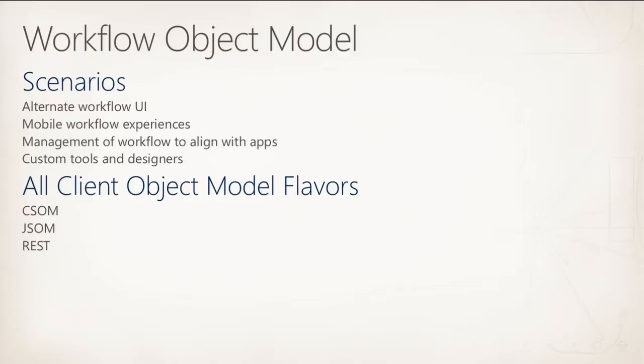So management of workflow to align with apps. The idea here is that since we expose all the OM, that includes things like saving workflows, deploying new workflows, publishing new associations, all that stuff. And so if I build a new app and I want to integrate that app with workflow, then I can write my app in such a way that the app actually provisions things in real time for the purposes of that app. So let's say I install an app, let's say I configure it, and as part of the configuration step, I want to customize the actual workflow itself.